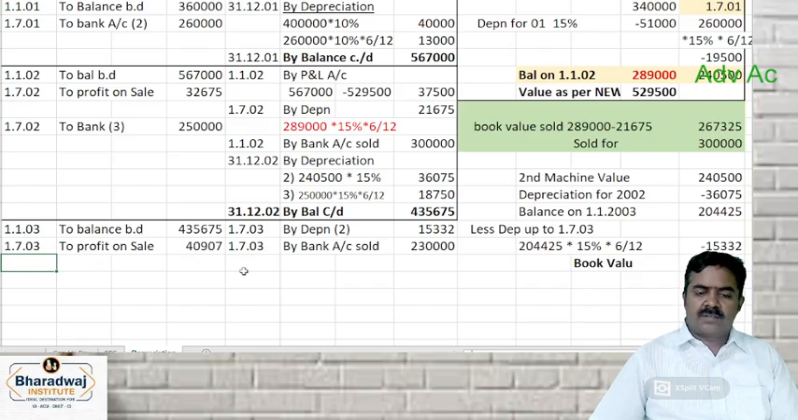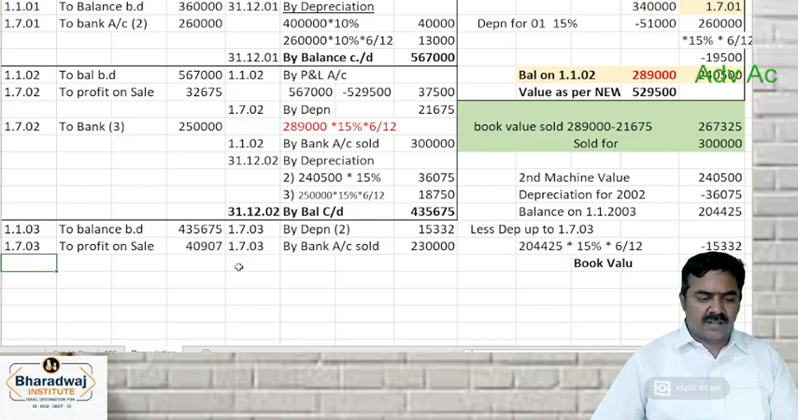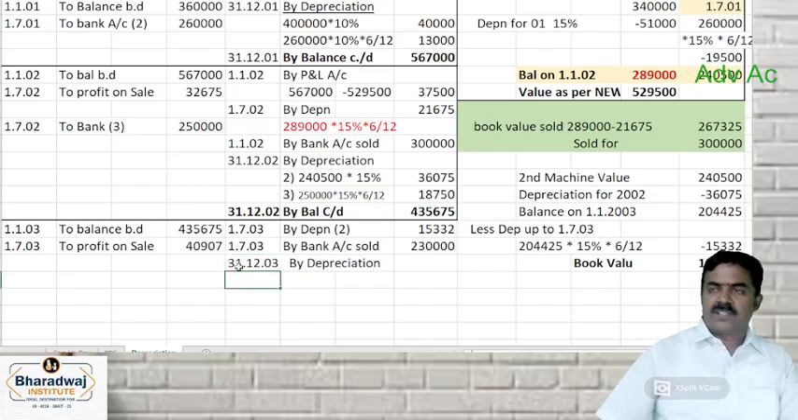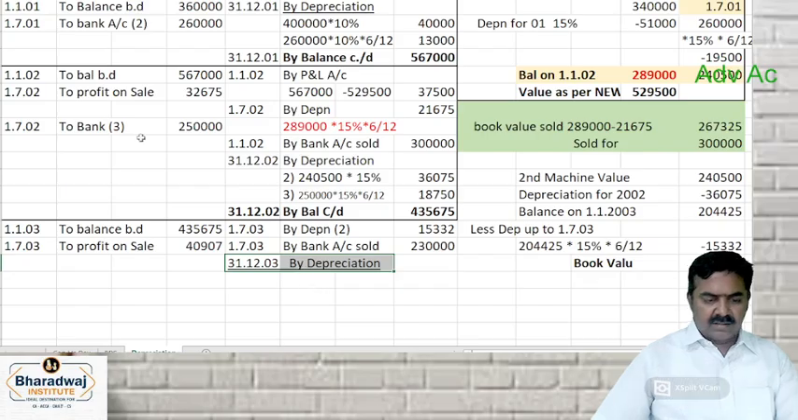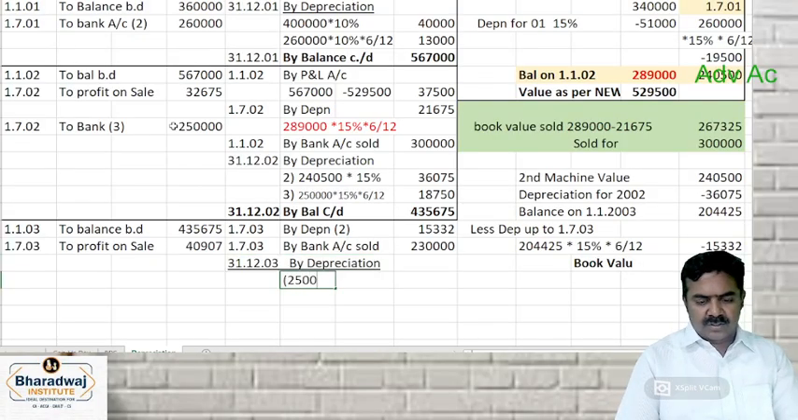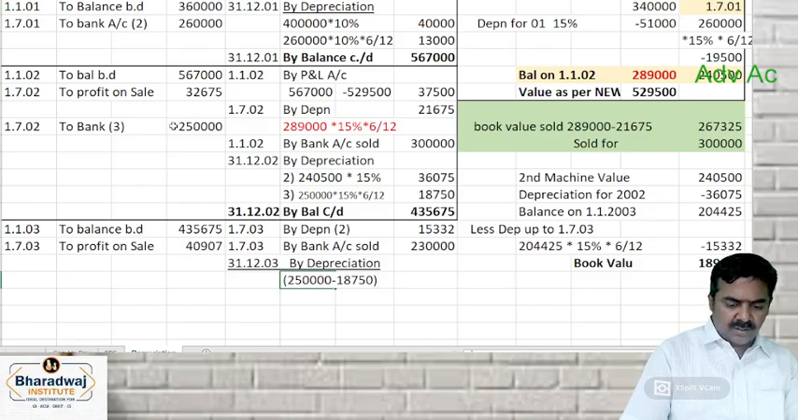Which machine is sold? The second machine is sold. Are you buying any third machine? Are they purchasing a machine in 2003? No. Then 31/12/2003, by depreciation. Which machine is left with us? Only the third machine. The third machine was purchased last year for 2,50,000. How much depreciation did you put? 18,750 into 15%.